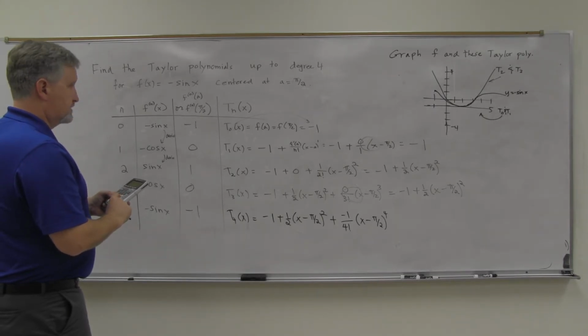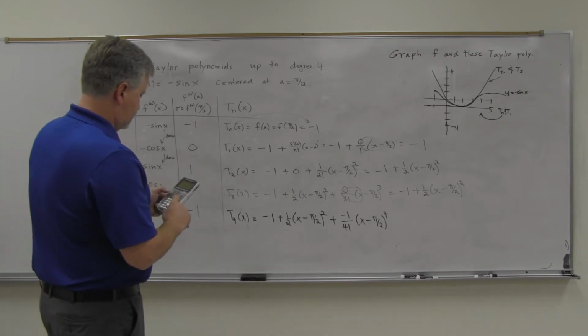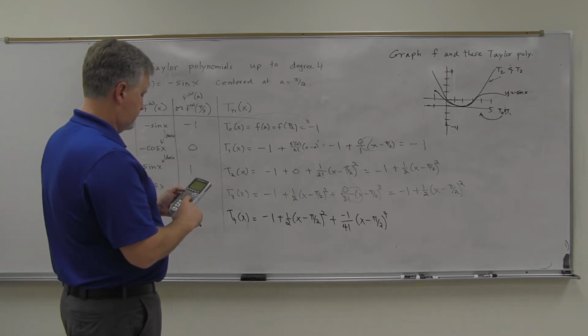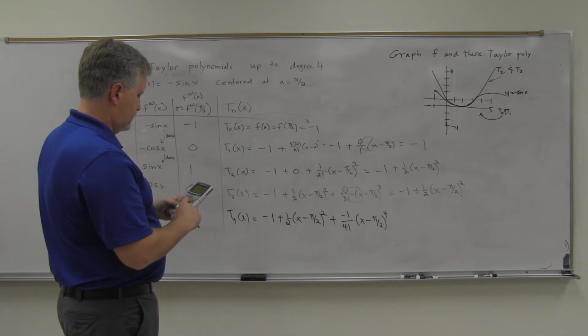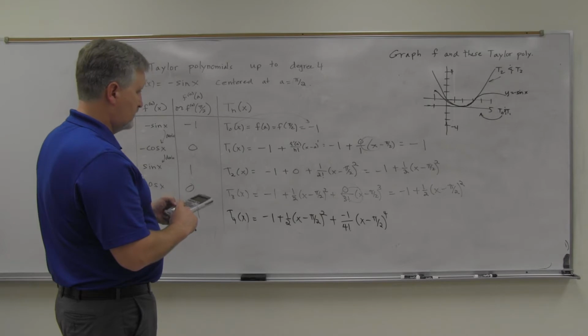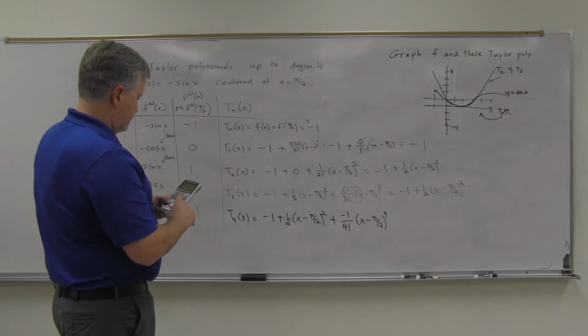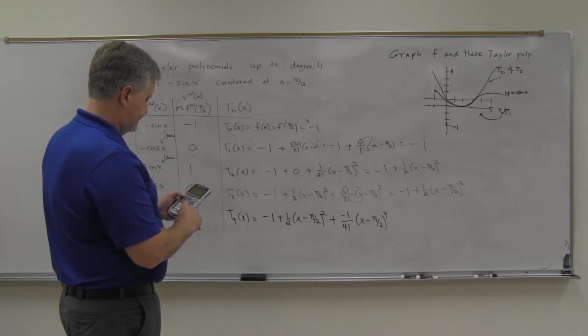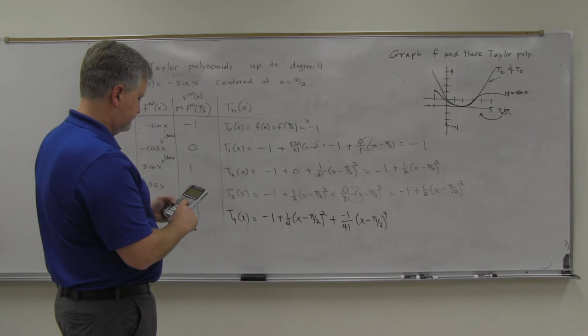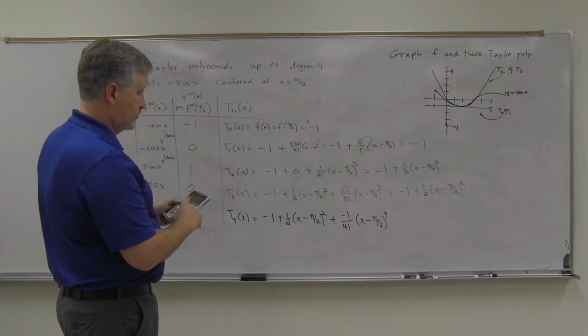Negative 1 plus 1/2 x, pi over 2 squared, minus, that'd be 1 over 24, x minus pi over 2, fourth.